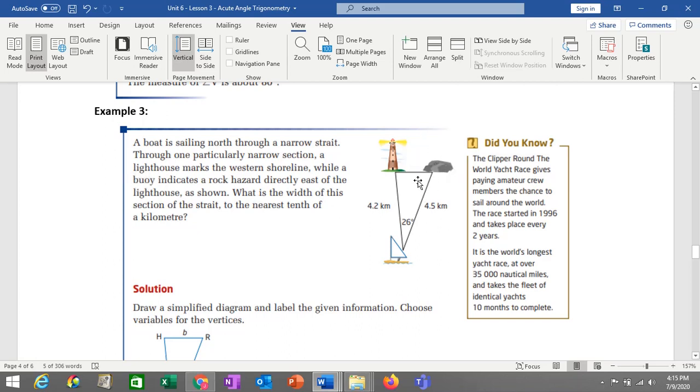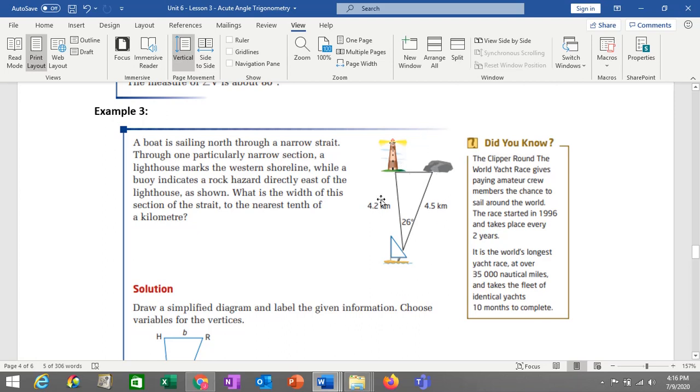So that's the strait in between. What is the width of the strait to the nearest kilometer? And they give you the extra information here. That's 4.2 kilometers from the boat to the lighthouse, 4.5 to the buoy, however you want to pronounce that, and 26 degrees in between those distances. So you want to figure out what that distance is.